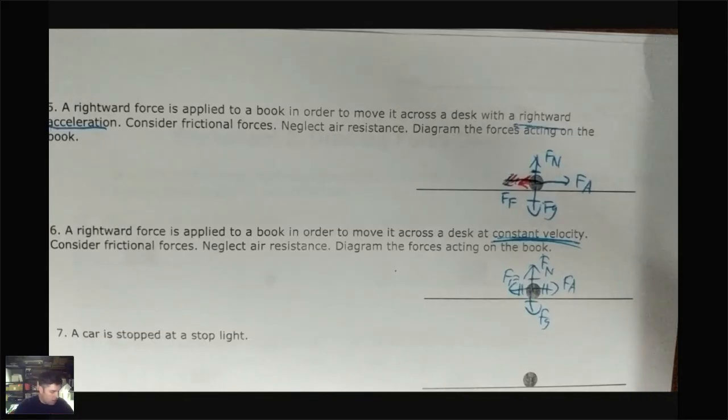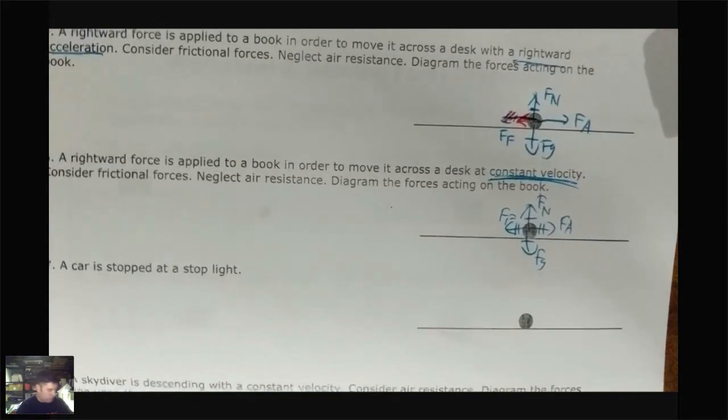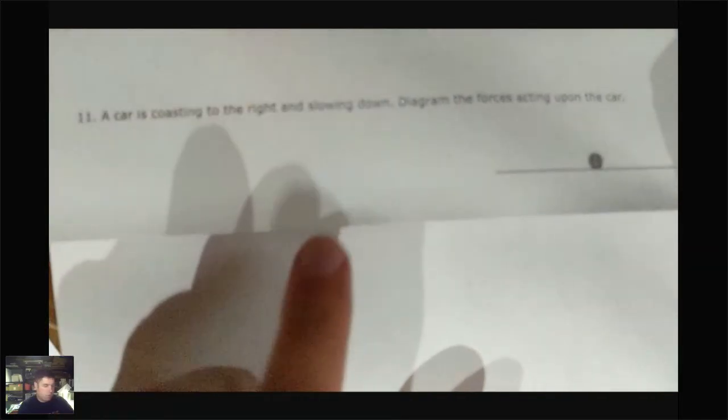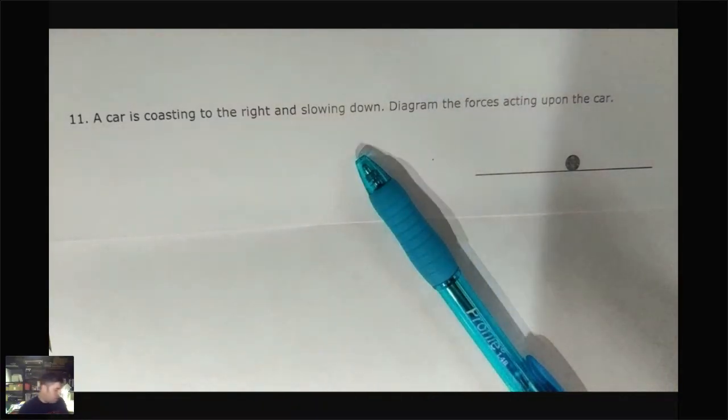All right. I'm going to skip ahead then because it seems like you guys got these basic ones down pretty good. So I'm going to jump ahead a bit on my little cheat sheet here. Let's look at number 11. A car is coasting to the right and slowing down. Diagram the forces acting on the car. All right. You're driving a car or in a car, coasting to the right, and you are slowing down. How many forces act on this car?